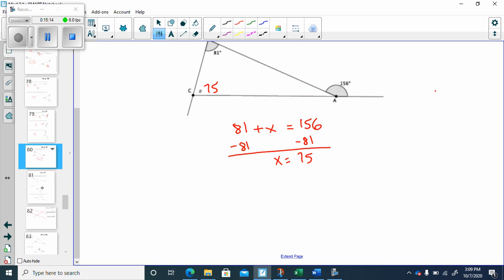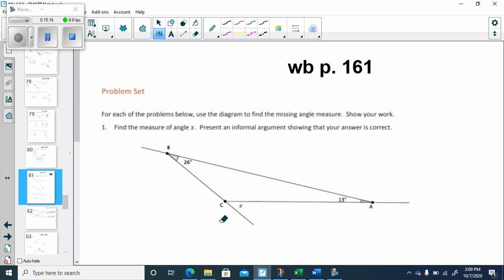Okay. Now, in your workbook, page 161, I'm looking for this exterior angle. I have the two remote interiors. The sum of the two remote interiors will give me the exterior angle. That's 39, so this angle is 39 degrees.